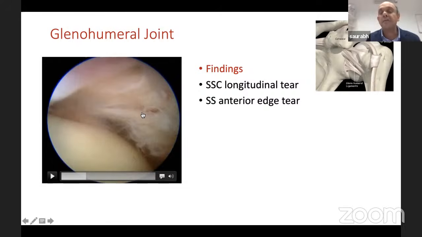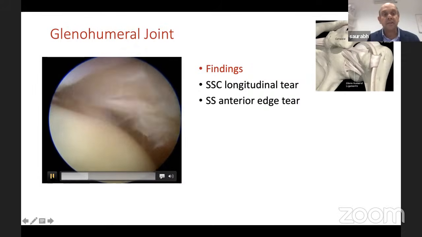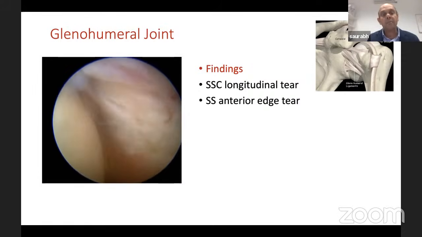So all you need to do here is debride them. But it's important to assess that and take pictures for medical legal purposes. So you can see the tear in subscap. Then we're going to come back out.